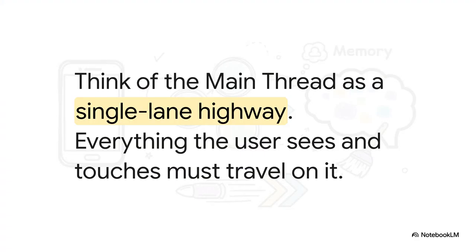And honestly, the best way to picture this is to think of a single-lane highway. This is your UI highway. Every car on it is a user tap or a screen update. And as long as the cars keep moving, everything feels smooth and responsive. But what happens when a giant, slow-moving semi-truck tries to get on that same single-lane highway? Instant gridlock. Nothing moves. That's your app freeze.